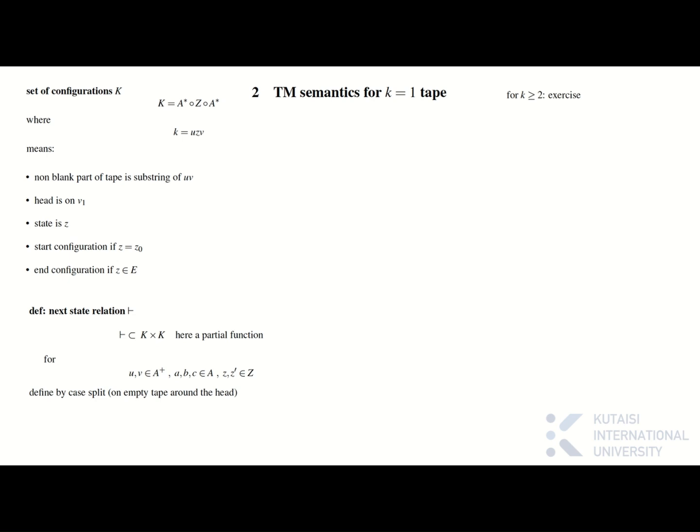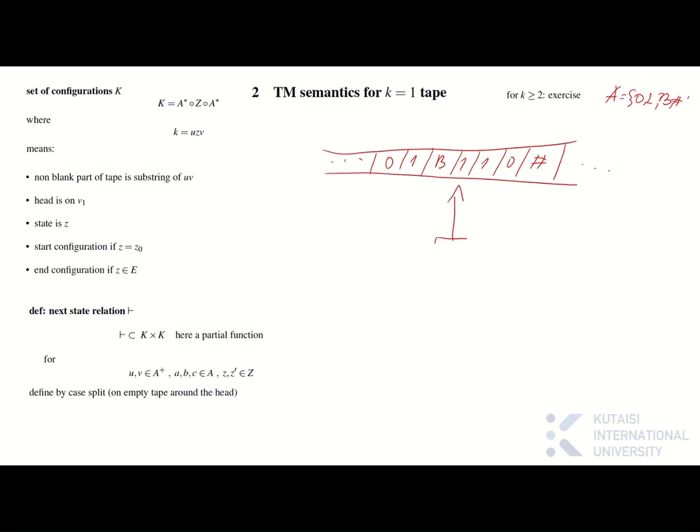But basically, what is a configuration? You have this one tape Turing machine. Let's say our alphabet for simplicity again is just 0, 1. I also assume blank, and let's say hashtag. So I have something written here, 0, 1, blank, 1, 1, 0, hashtag, just a very general thing. And let's say my head stands somewhere here, let's say in state Z.